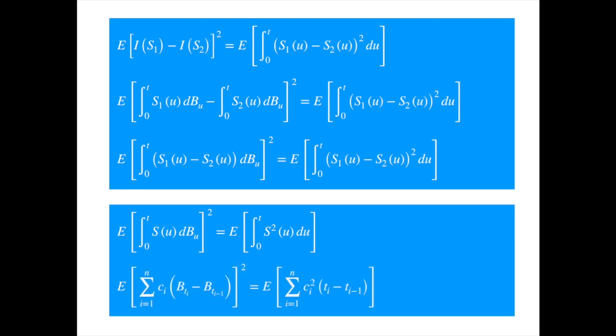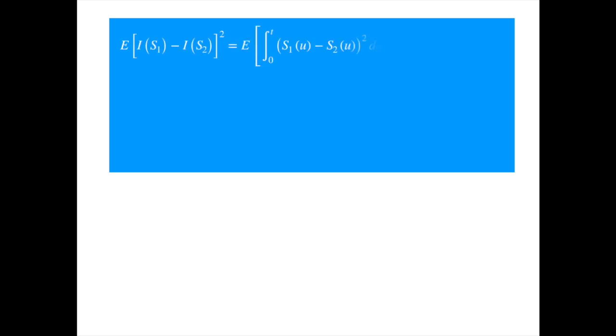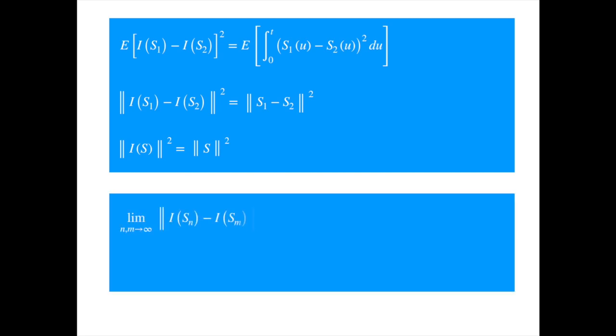Let's analyze its implications now. If you recall the earlier discussion regarding inner products, then you can see that both sides are just squared norms. Analogously, we can write the one-variable version as follows. So, essentially, the Ito's integral preserves the distance and the length. Hence, to show that the sequence of integrals of the step functions converges, we just need to show that the sequence of the step functions converges, which is very easy to prove.